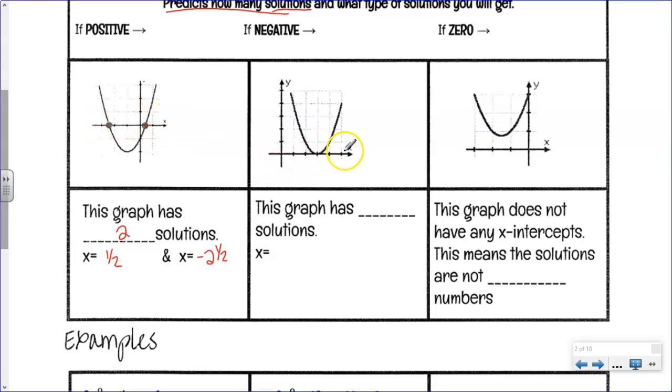And here's your x-axis. This only crossed one time. So this graph has one solution, 1, 2, 3, so x equals 3. That is the solution, that is the zero, the root, or the x-intercept. This graph does not have any x-intercepts. Notice it's not crossing the x-axis at all. This means the solutions are not real numbers. And we will talk more about that in class, but you can have imaginary solutions.